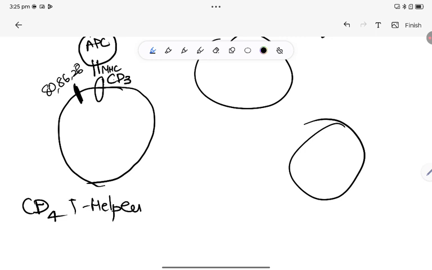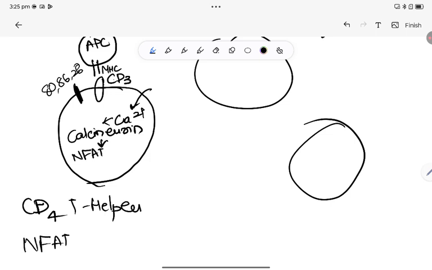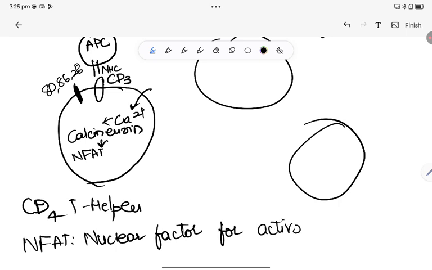activated, what happens is there will be inflow of calcium. This calcium, whatever enters, will cause activation of calcineurin. This activated calcineurin is responsible for activation of NFAT. NFAT stands for nuclear factor for activation of T cells.